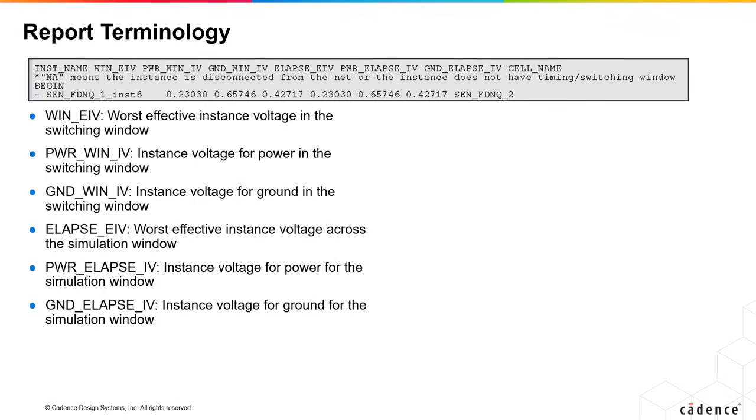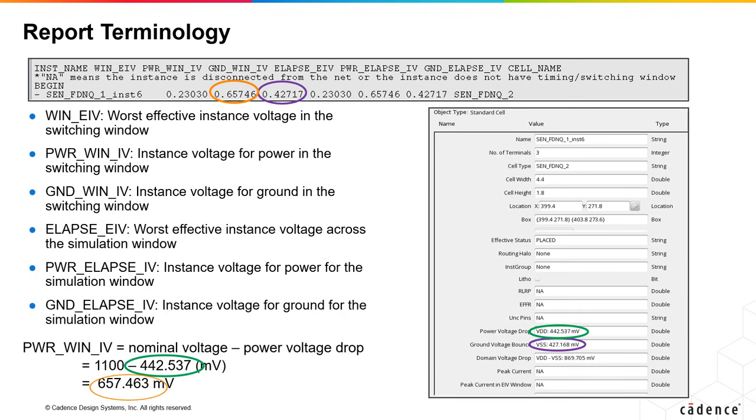Win EIV shows the worst effective instance voltage in the switching window. PWR Win EIV gives the instance voltage for power in the switching window and is calculated as the difference of the nominal voltage and power voltage drop given in the instance's attribute viewer window. The ground voltage bounce is shown as GND Win EIV. The Elapse EIV column gives the worst effective instance voltage across the simulation window. The PWR Elapse EIV and GND Elapse EIV fields give the instance voltage for power and ground for the simulation window, respectively.